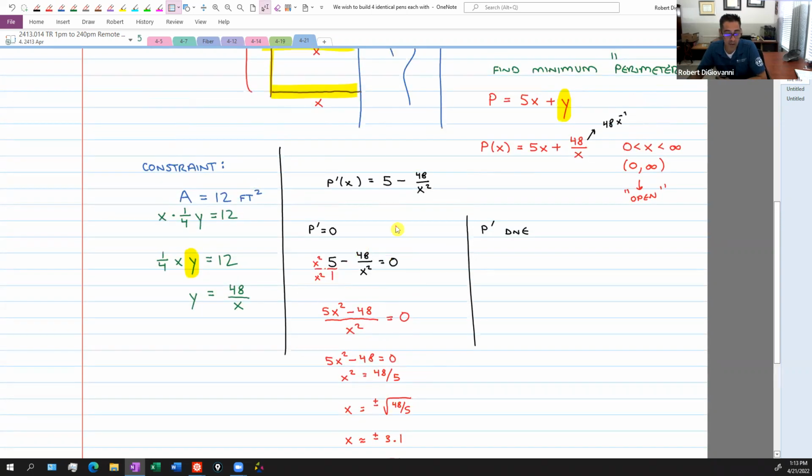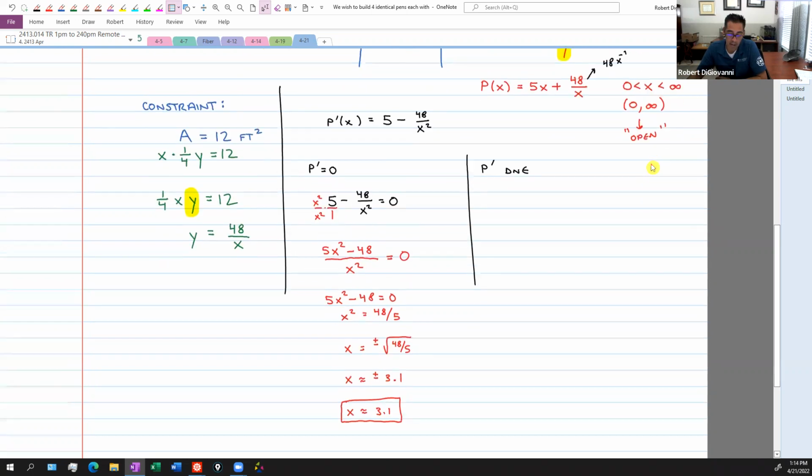Now, is the derivative ever 0? I mean, sorry, does a derivative ever not exist? Well, it's 0, right? But 0 is not in the domain. We can't plug 0 into this, but 0 is not in the domain to begin with. So nothing here.